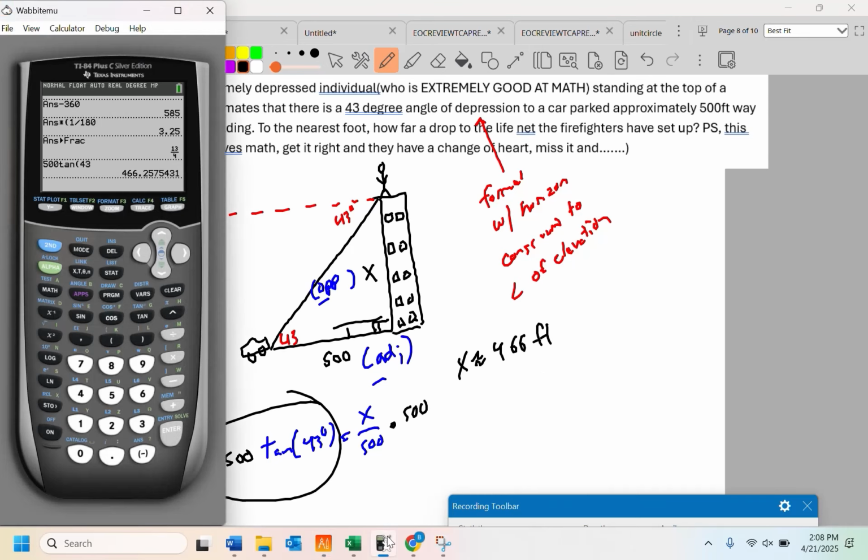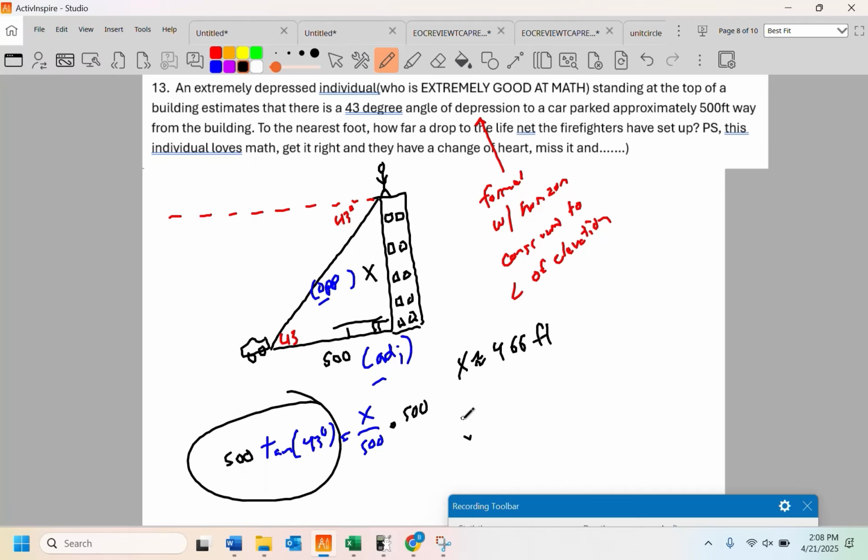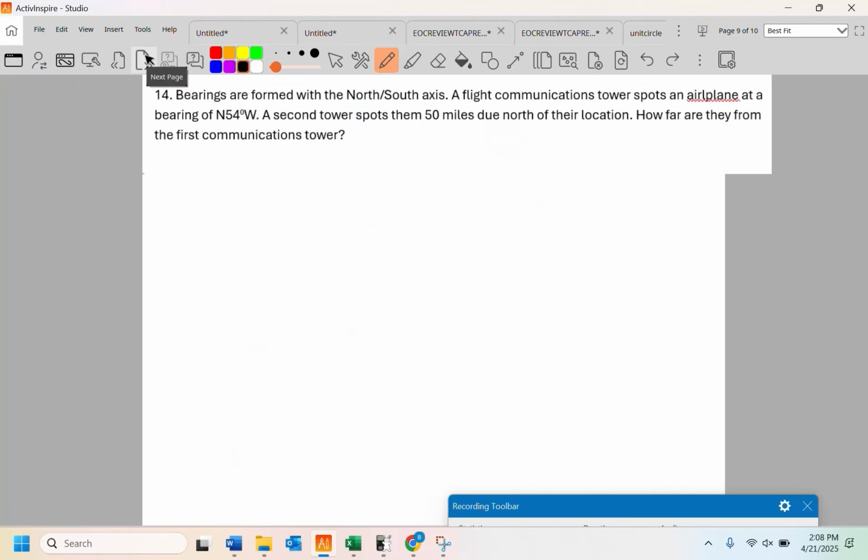By the way, a story on a modern building, because they put a lot of stuff in between floors, is usually about 10 feet. So this thing is about 46 stories tall. Pretty tall building. Bearings are formed with the north-south axis. A flight communications tower spots an aeroplane at a bearing of north 54 degrees west. So let's put a little communications tower here. We'll just call it point C. And they have spotted an airplane.